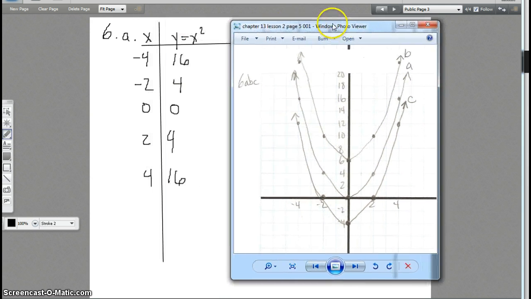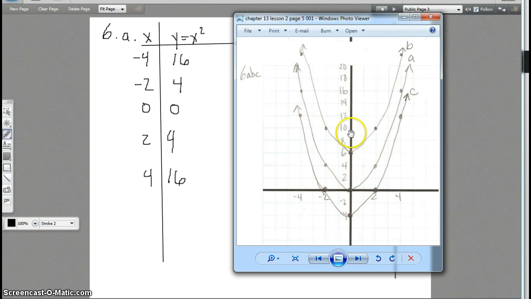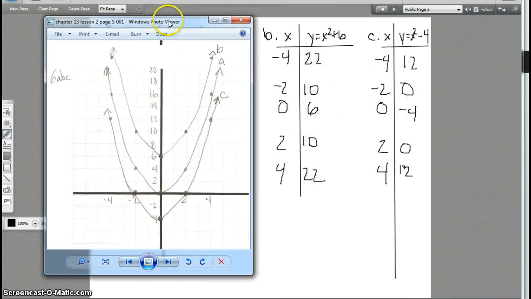Okay, part A is y equals x squared. This is my graph for part A. You can see how it's a curve. And the turning point of that curve is right here at the origin. That's at 0, 0.